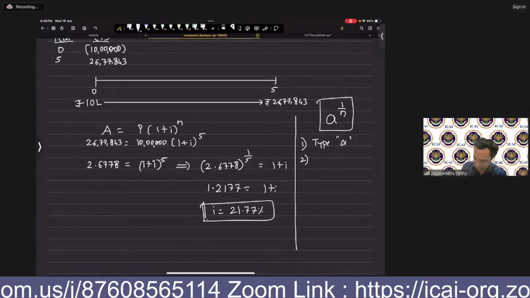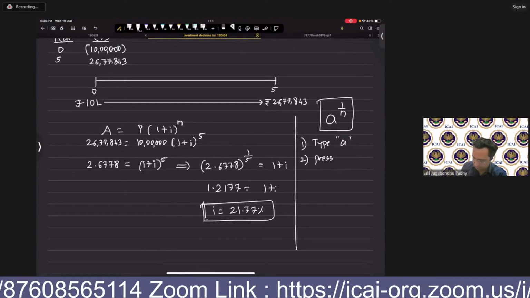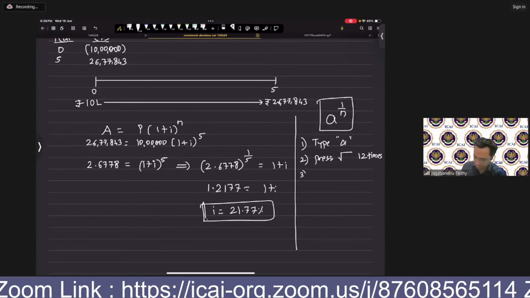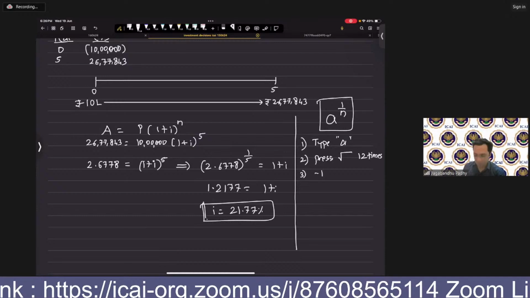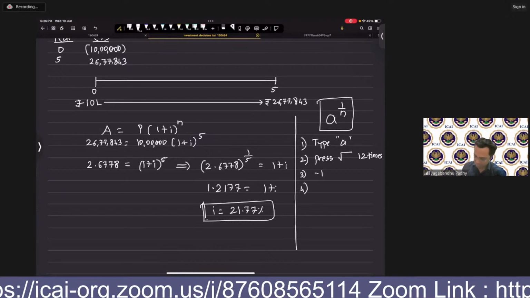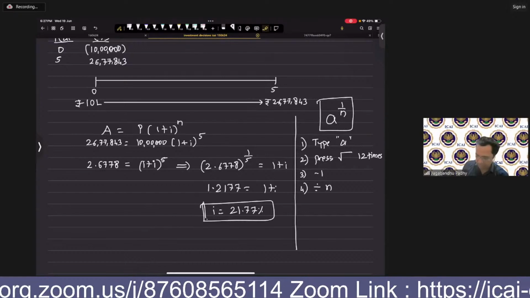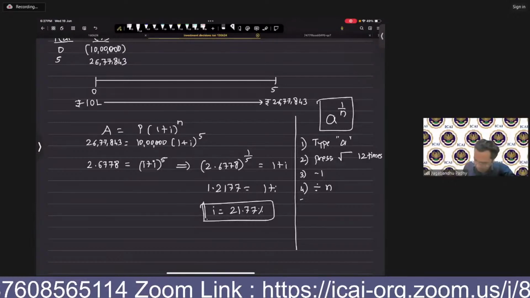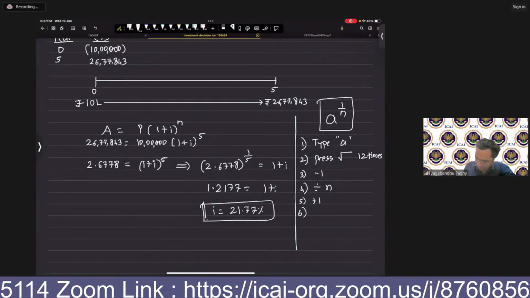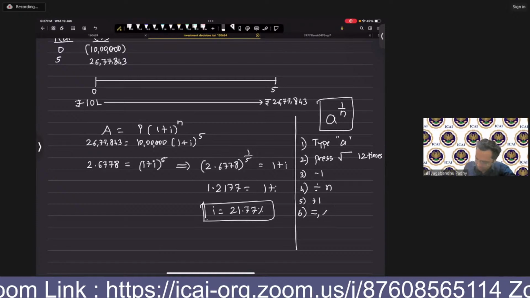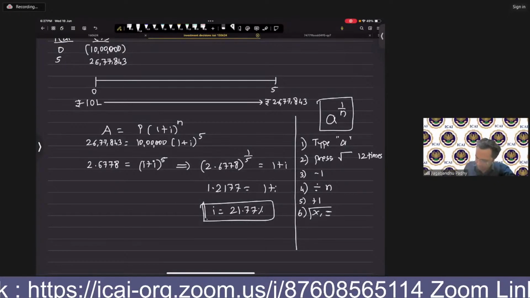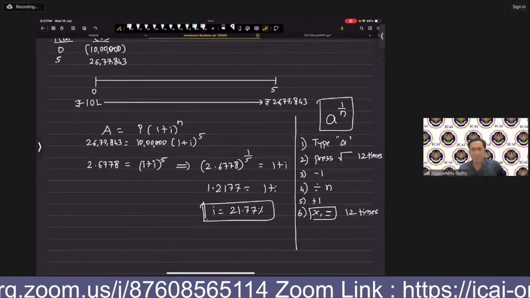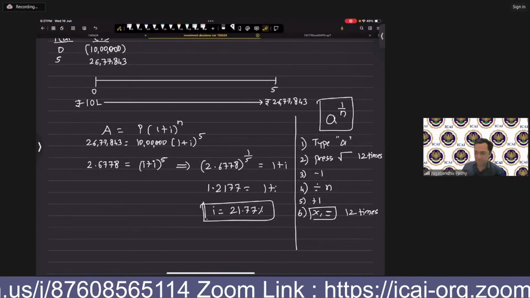Second step is press the root button 12 times. Then third step, subtract 1. Next, you divide this by n, whatever is the n over here. Like over here, we had the fifth root, so you just divide it by 5. Then in the fifth step, you add 1. And in the sixth step, you have to press both multiplication and equal to 12 times. There is a mathematical reasoning behind it, which is a limits problem. I'm not going into those details, but these are the steps that you can perform.